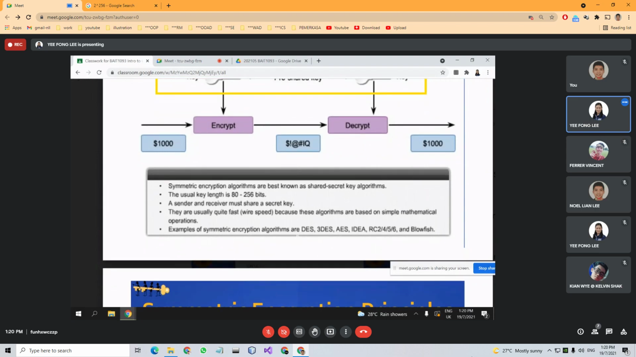So we look at the next. The popular symmetric encryption algorithms are the listed ones. You are going to see DES, triple DES, and AES. These three are the popular ones nowadays.